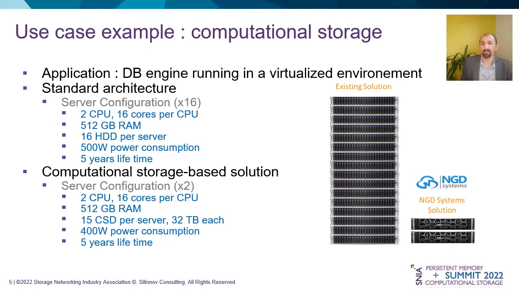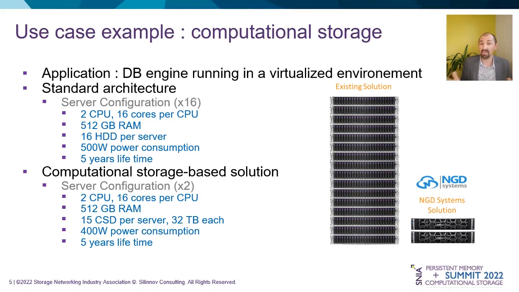The existing solution is using 16 standard servers, all with 2 CPU, 512 GB of RAM. Their power consumption is 500 watts, and the lifetime is 5 years. The new solution, based on NGD CS drives, is based on only 2 servers, with the same RAM and CPU configuration, but instead of using HDD, it is equipped with 15 32 TB CS drives in each server.